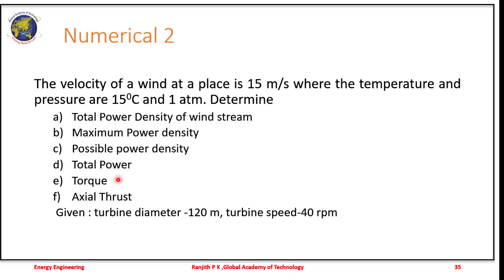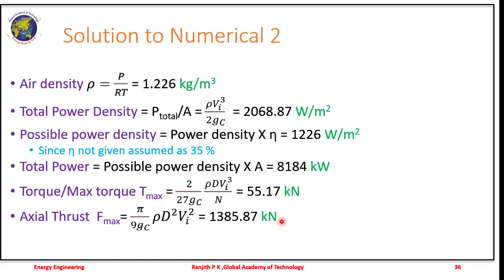So a similar numerical: the velocity is 15 meters per second, where the temperature is 15 degrees and 1 atmospheric. We need to determine these parameters given that the turbine diameter is 120 meter and speed 40 rpm. You should note here that there is no conversion efficiency given, so you are free to choose or assume a suitable conversion efficiency. Since it is not given here, it is assumed as 35% and the numerical is completed.